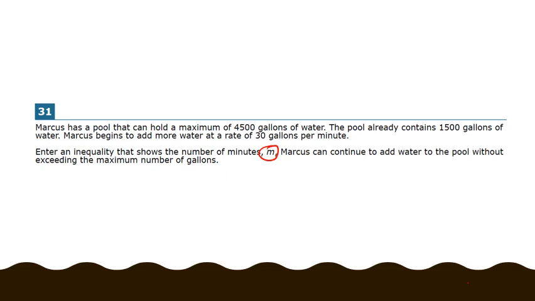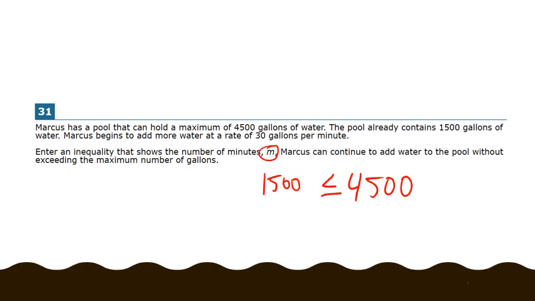So here is where we need to make sure that we are understanding what the question is asking us to do. Now instead of solving for m, we need to come up with an inequality here. Now what we know we cannot exceed is that 4,500 gallons the pool has. So whatever we find, it's got to be either less than or equal to that amount because we can't go over that amount.